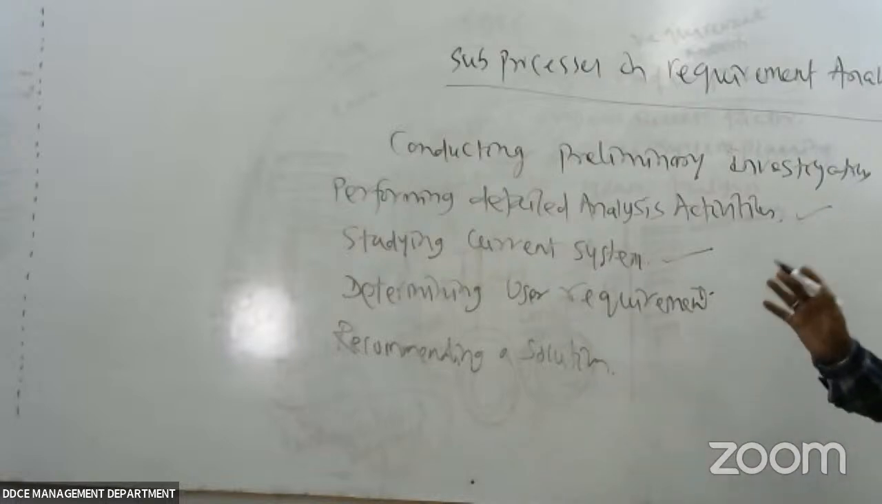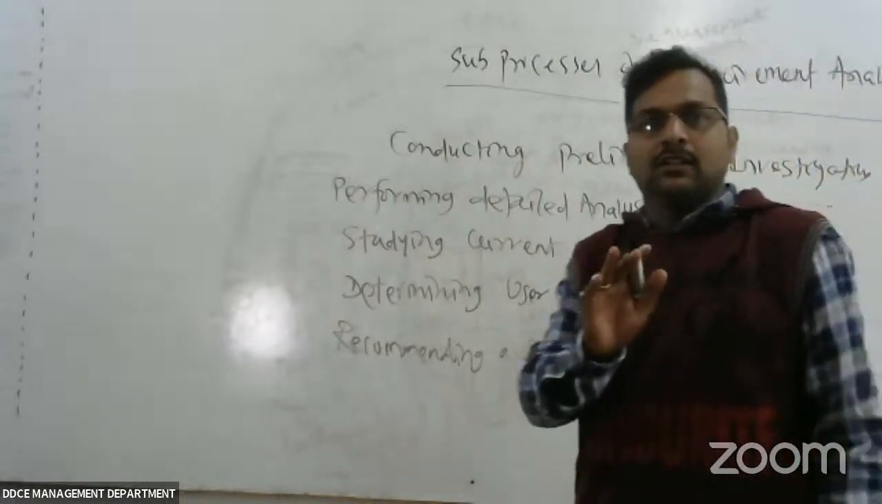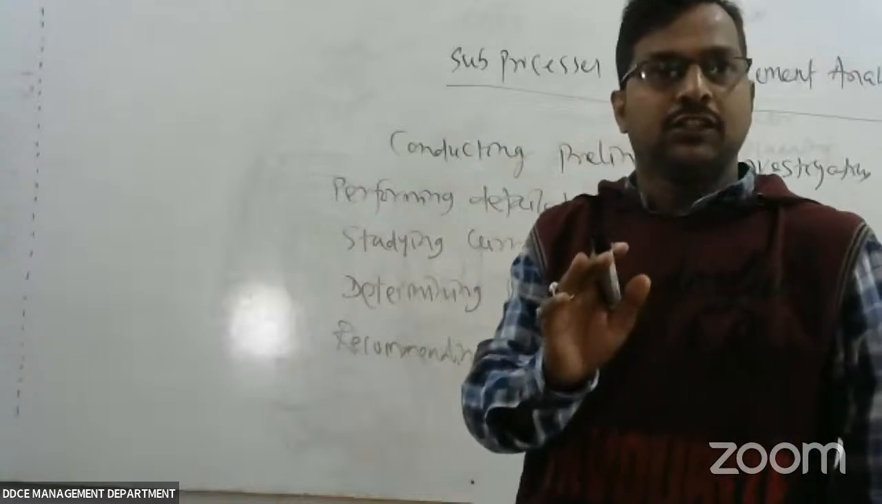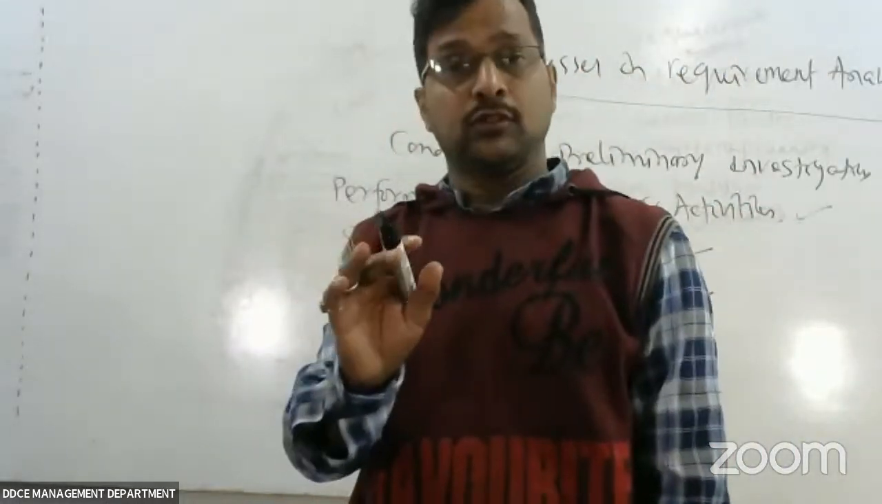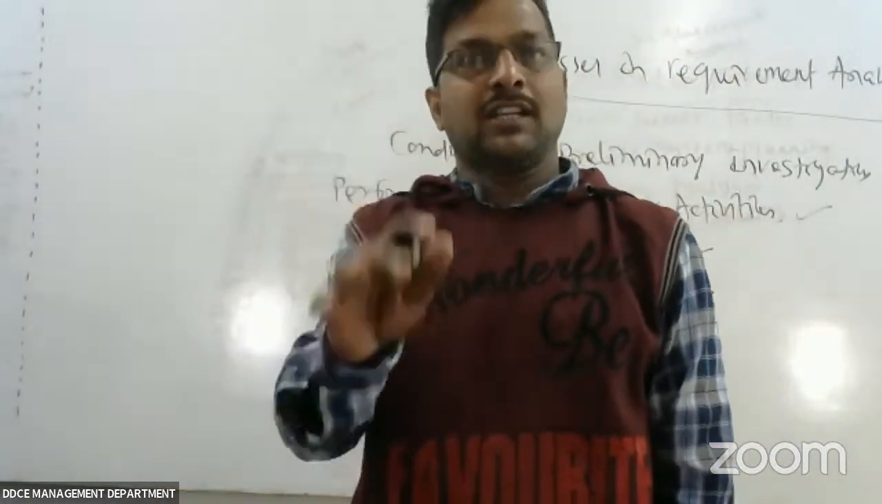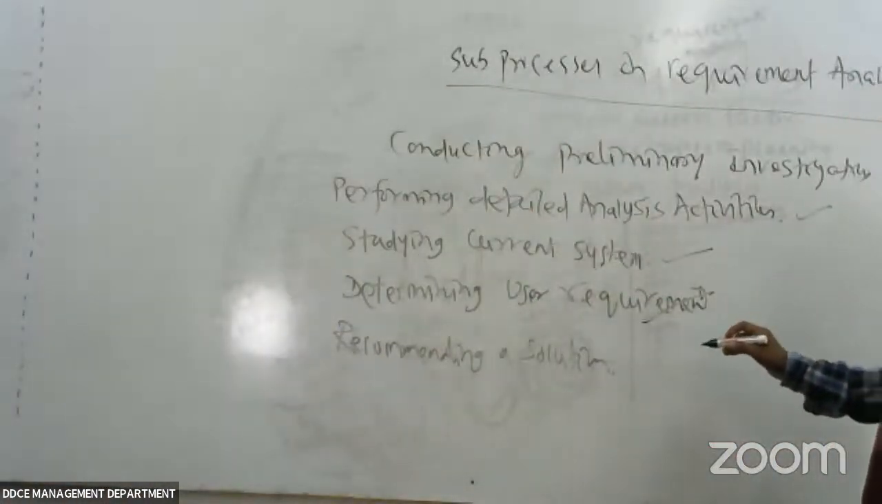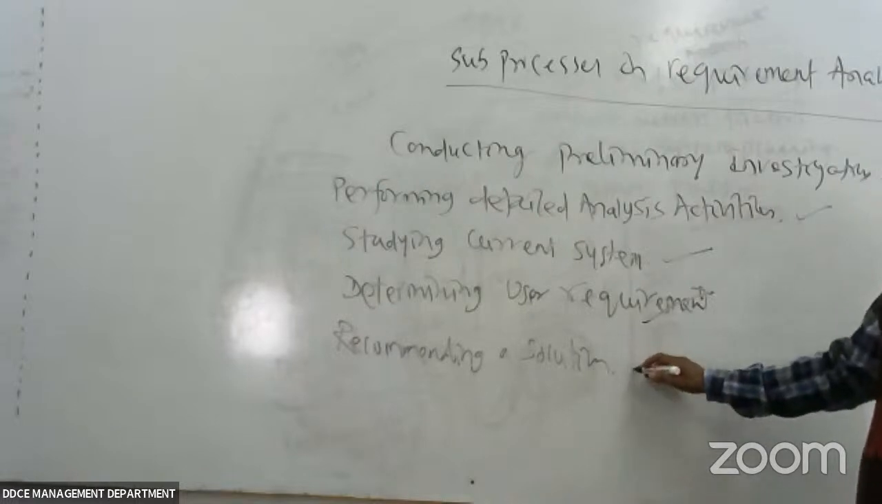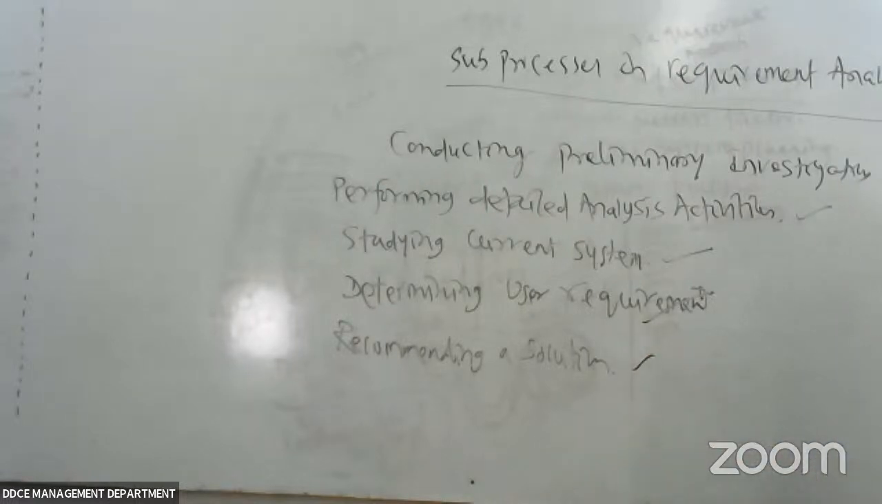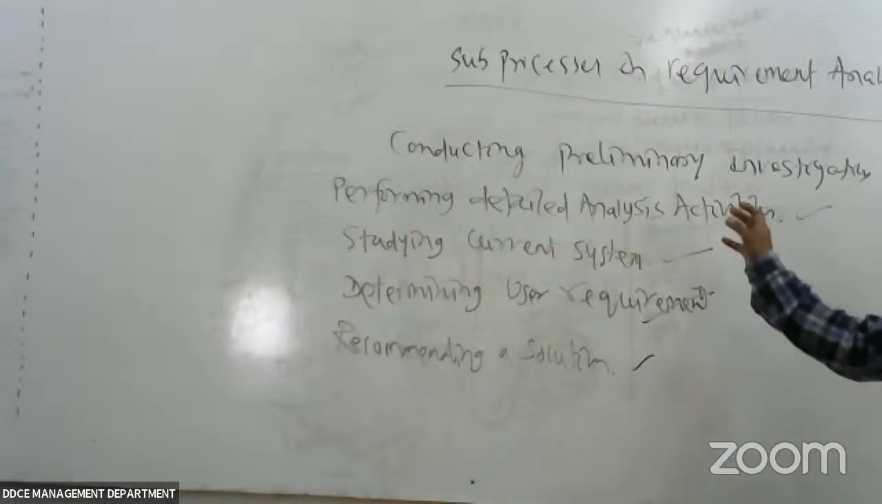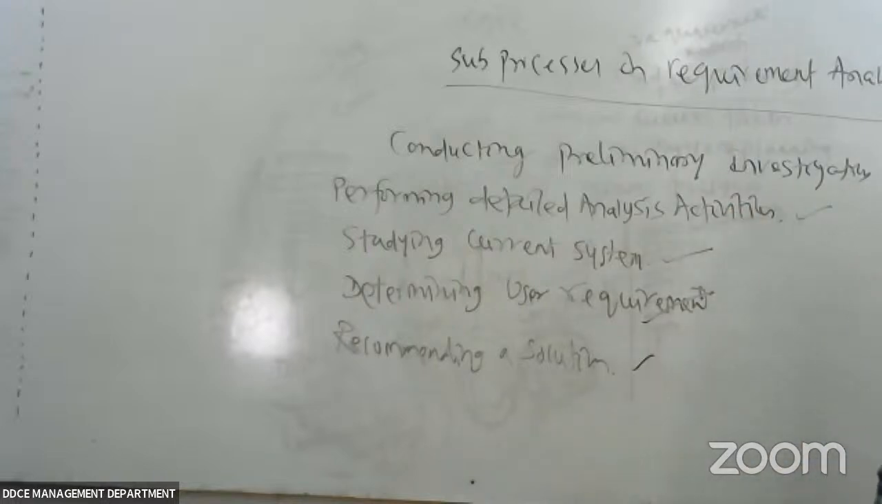So user requirements, because who are the users? Who are the users? That is important. System users. As per the user requirements, we have to find the solutions. Then we will recommend a solution. So finally, we will do the recommendations. Yes, this can be done like this. Any other doubts? These are the five most important points.